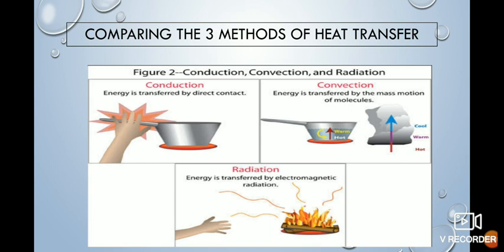This is how you get the sun's energy. Hope you understood the methods of heat transfer. That is all in the lesson heat.